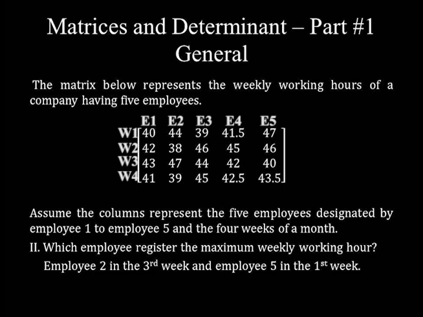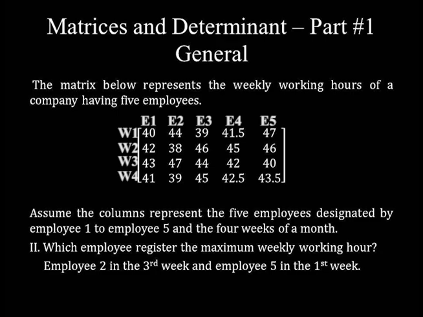If you consider this 47, I can say employee 5 to mention the maximum weekly working hour because employee 5 registered 4 different working hours. Also, I can say week 1 because there are 5 different working hours in week 1. To be really specific, we have to mention both the rows and columns where that particular element is located, as we did: employee 5 in the 1st week and employee 2 in the 3rd week.